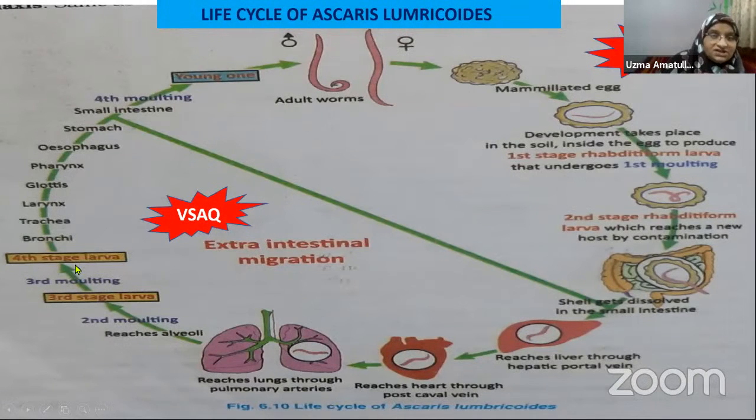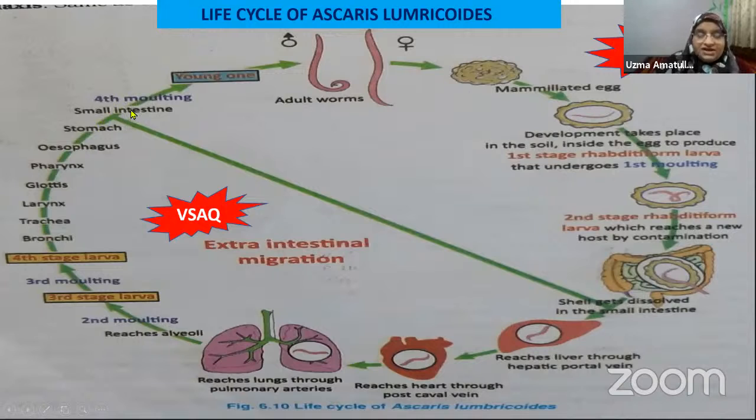Now this fourth stage larva will go to the bronchi, from the bronchi to the trachea, from the trachea to the larynx, then to the glottis. Now it is taking a U-turn from the respiratory tract into the digestive tract. Now it is going to the pharynx, from the pharynx to the esophagus, from the esophagus to the stomach, from the stomach into the small intestine.